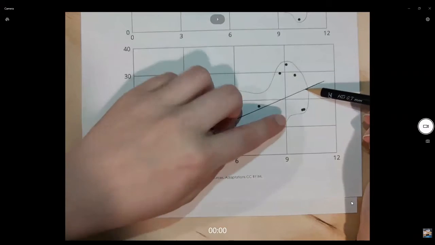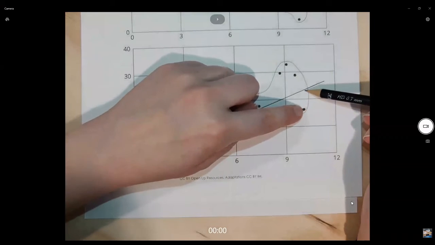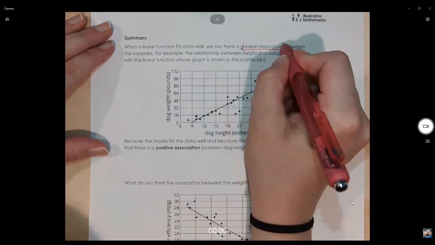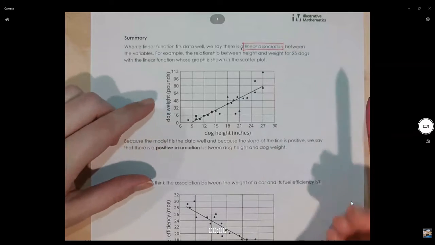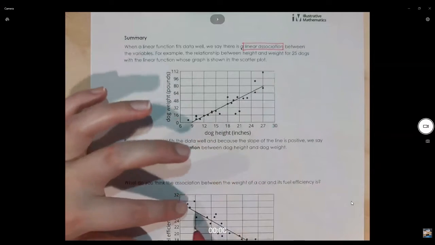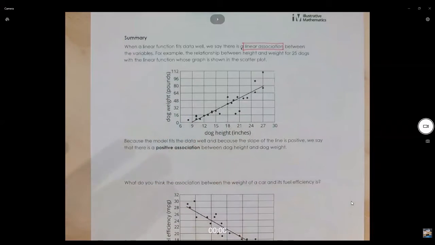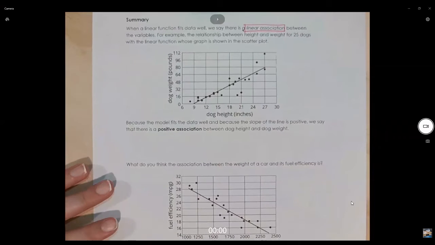So this line is saying that these points should be up here. They're actually down here. So a linear association, a relationship that's linear, is when we see that the variables kind of fall into a line. They're not going to be a perfect line, but they kind of fall into a line.